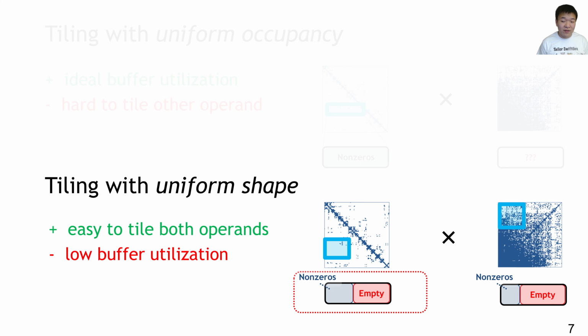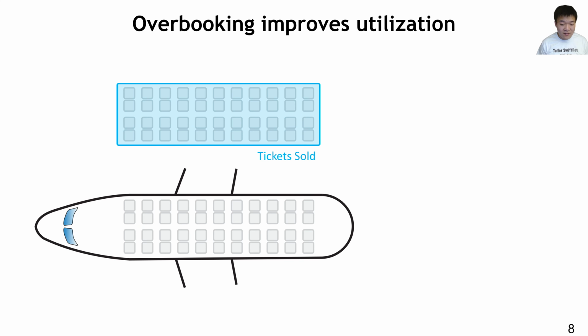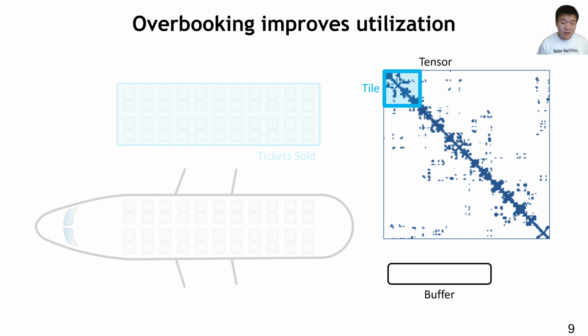Instead, we tolerate it when things don't fit by applying the strategy of overbooking, commonly used by airlines and concerts, to tiling. We're going to take a closer look at overbooking in the context of airlines and extend that to tiling. Airlines sell tickets for seats in their plane and aim to maximize the number of paying customers on each plane. So, we show the tickets sold by the airline and the plane itself. Similarly, we take a tile from a tensor and aim to maximize the amount of data in the buffer. Here, the tile is like the ticket sold, and the buffer is like the plane.